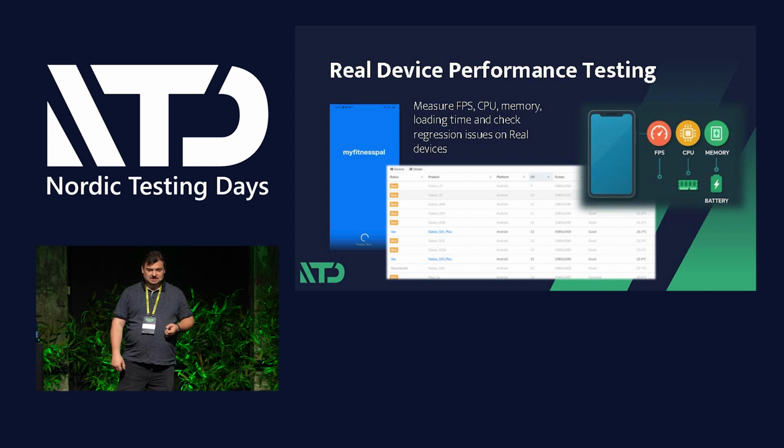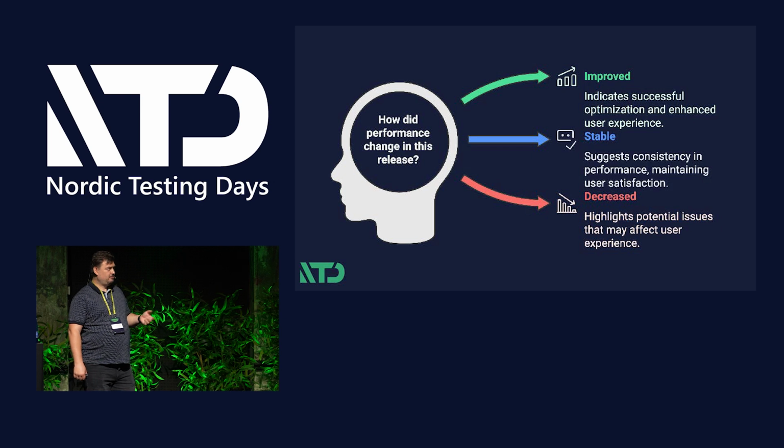And this helps us answer just one question, because we have a weekly release cycle. We should answer the question: do we have some kind of improvement in this release? Does it still keep stable or decrease? If it's stable or improved, it's good for us. But if it decreases, we have to investigate why it happened.